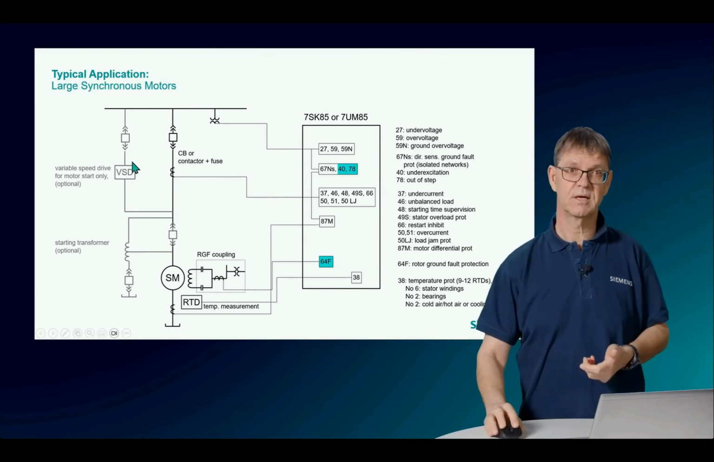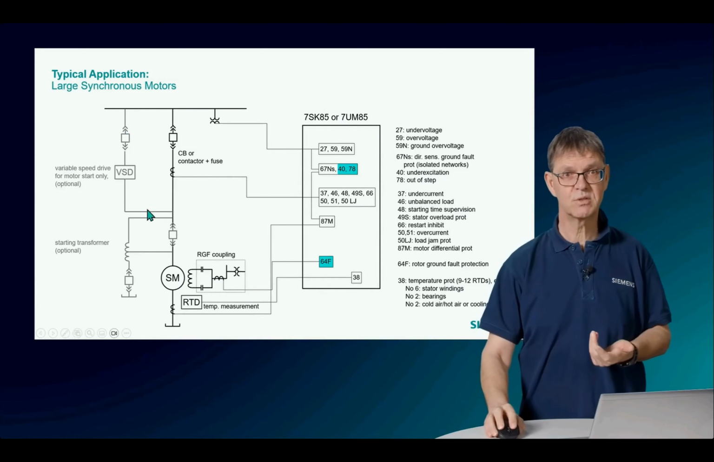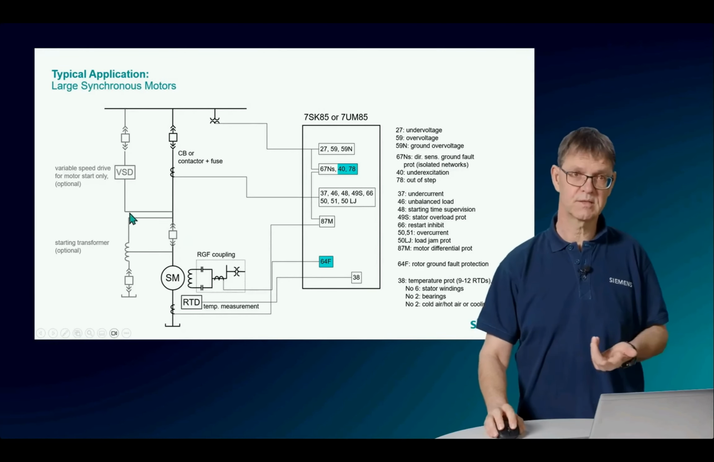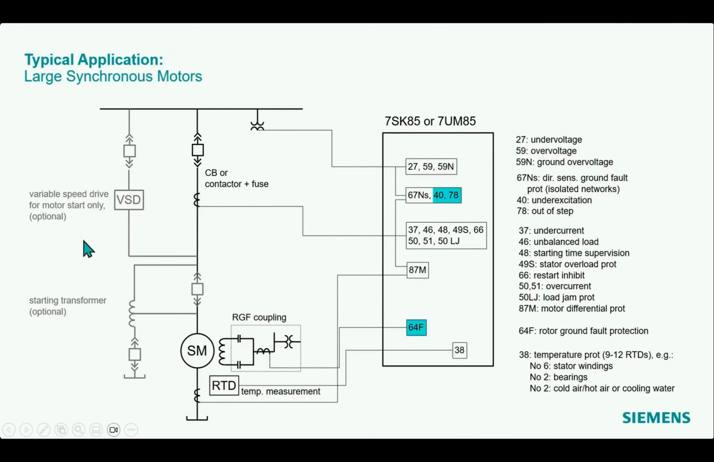Or it can be started up with a VSD, variable speed drive, or also as an option a special starting transformer, an auto transformer, the so-called Korndorfer starter, which applies several voltage levels to the motor step by step, depending on the speed the motor has.